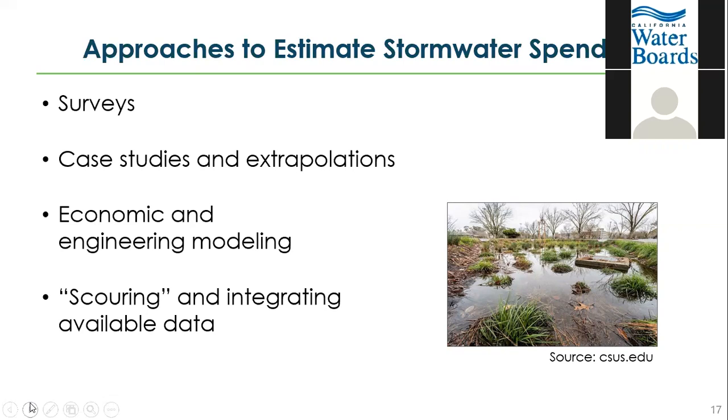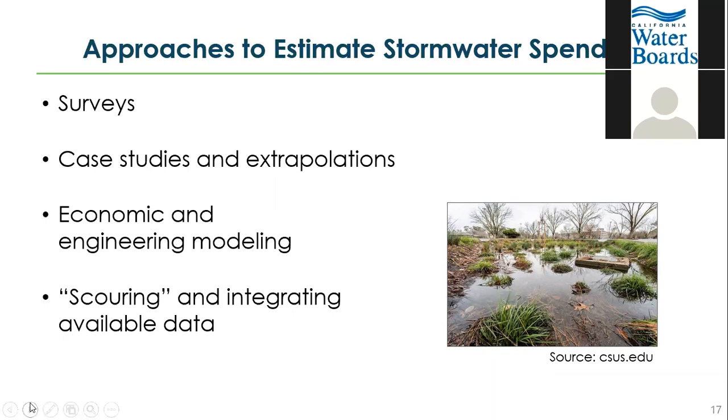You can use economic and engineering modeling. This is often used for, say, capital expenditures, such as large green infrastructure planning, where you have general unit costs of green infrastructure, for instance, and you use engineering modeling to figure out sizing, so you know how much a particular device might cost. Sometimes that can be a little bit less useful, though, when you're thinking about some types of program expenses, where modeling won't necessarily help you identify, say, street sweeping requirements or something like that.